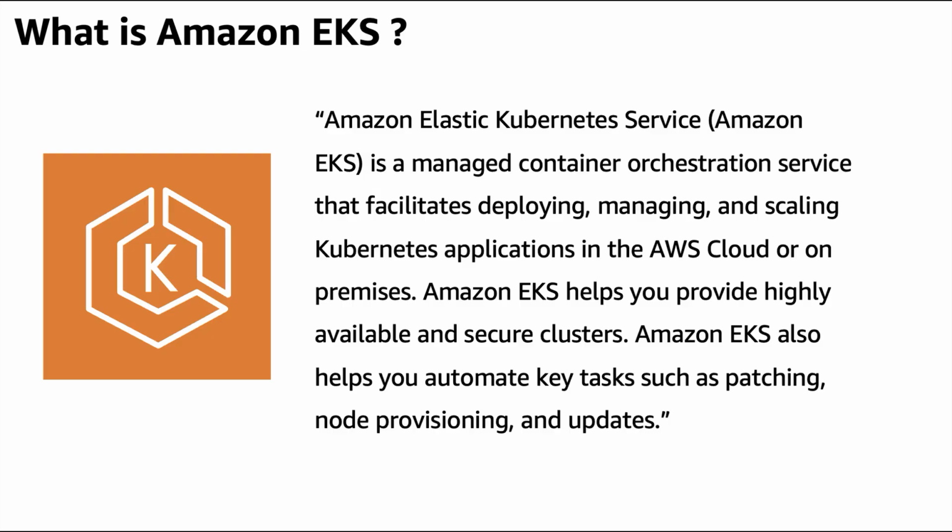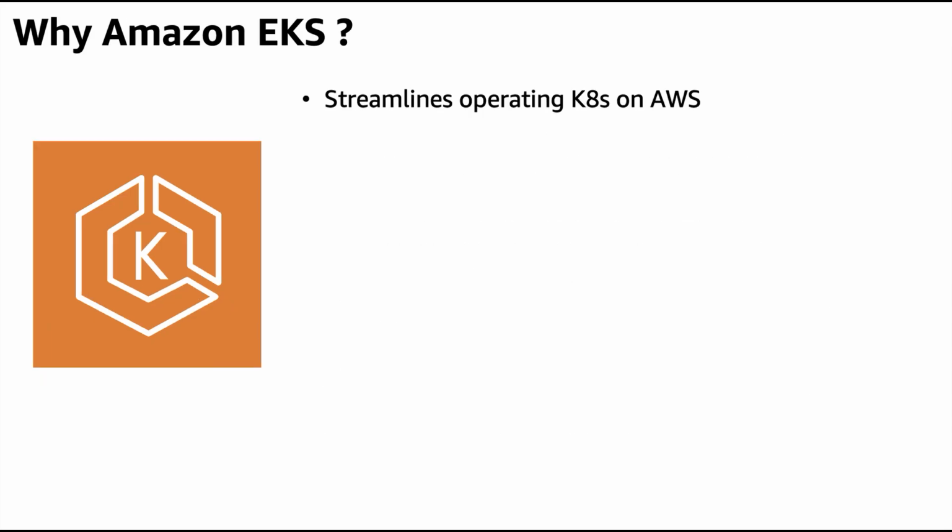Amazon Elastic Kubernetes Service is a managed container orchestration service. Amazon EKS facilitates deploying, managing, and scaling Kubernetes applications both in the AWS cloud or on premises. Amazon EKS helps you to provide highly available and secure clusters. Amazon EKS also helps you to automate key tasks such as patching, node provisioning, and updates. Amazon EKS streamlines running Kubernetes on Amazon Web Services.